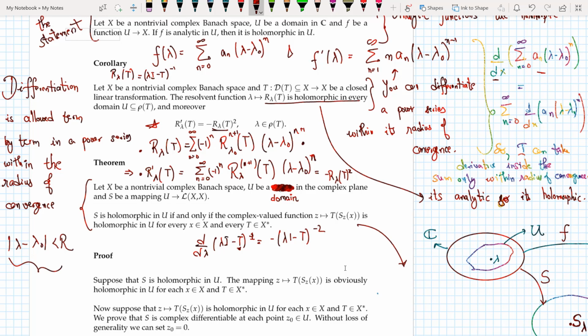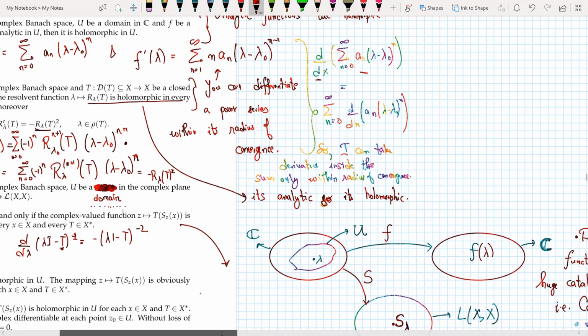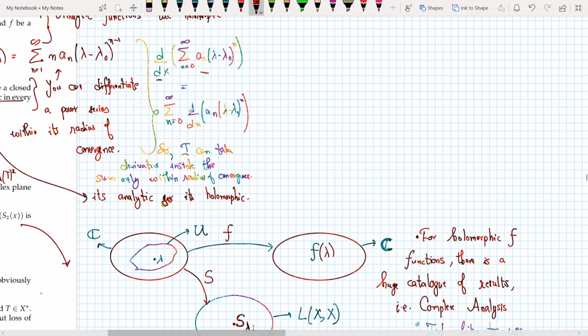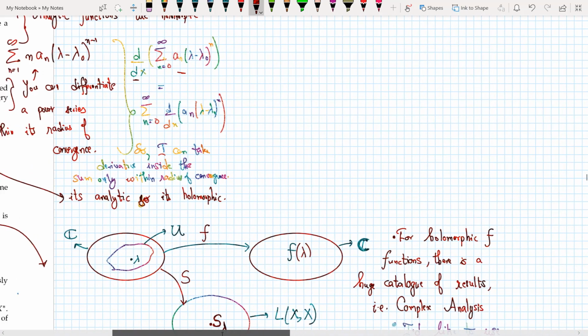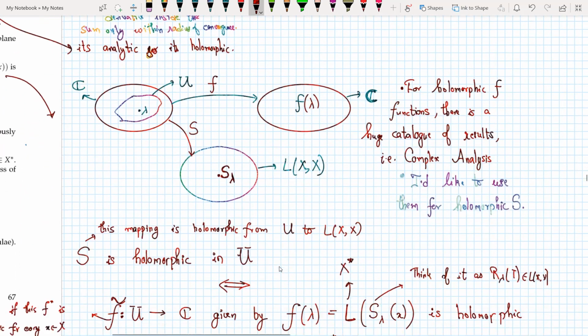And finally, we are going to discuss this theorem. And this theorem says that let X be a non-trivial complex Banach space, U be a domain in the complex plane, and S be a mapping from U to L(X). Now S is holomorphic in U if and only if the complex valued function Z from T as Zx is holomorphic in U for every x belonging to X and every T belonging to X star. Now I know that in the first go it feels way too much to take on, but if we take a deep breath and just focus on this diagram, then I think I can help you understand this concept.